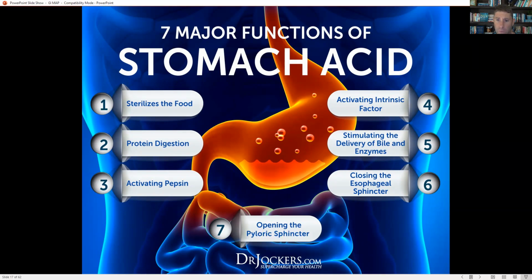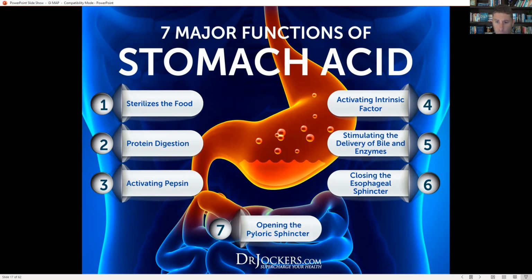The stomach acid, when we produce enough, helps close the esophageal sphincter, which is the sphincter between the esophagus and the stomach. And that's critical because if that esophageal sphincter is open, that can lead to stomach acid coming up and causing gastroesophageal reflux disease.